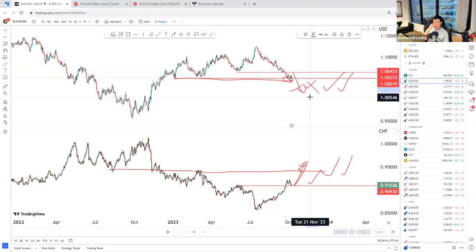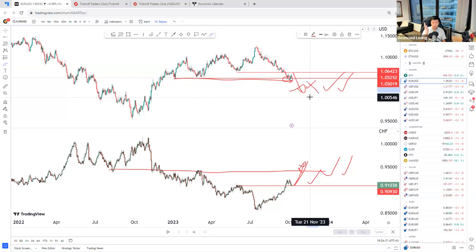Okay, so that is how you use correlation. Just put the charts side by side and think about it logically. If euro dollar is going to break out, and dollar franc moves literally in the opposite direction all the time, one goes up, the other goes down, one goes down, the other goes up, then if euro dollar is having a bullish breakout, technically dollar franc should have a bearish breakout. Now, if they both agree with each other, that's great. A breakout should be successful.